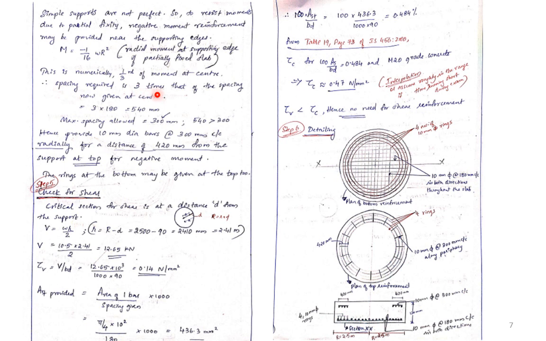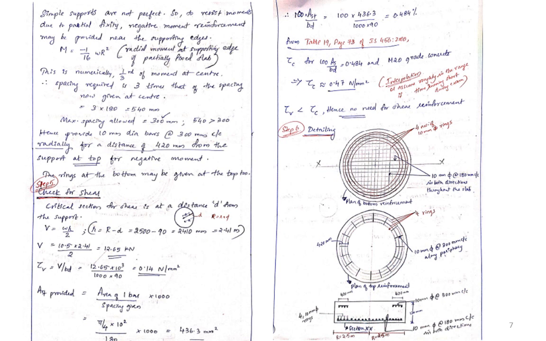So we can give the bars at a greater spacing, that is 3 times the spacing. Now we have chosen 180 mm spacing to be given at the center. What is the spacing? 3 times means 3 into 180, 540 mm. The maximum spacing allowed is 300 mm, so you cannot give this 540 mm. So we are taking it as 300 mm. Hence provide 10 mm dia bars at 300 mm center to center.